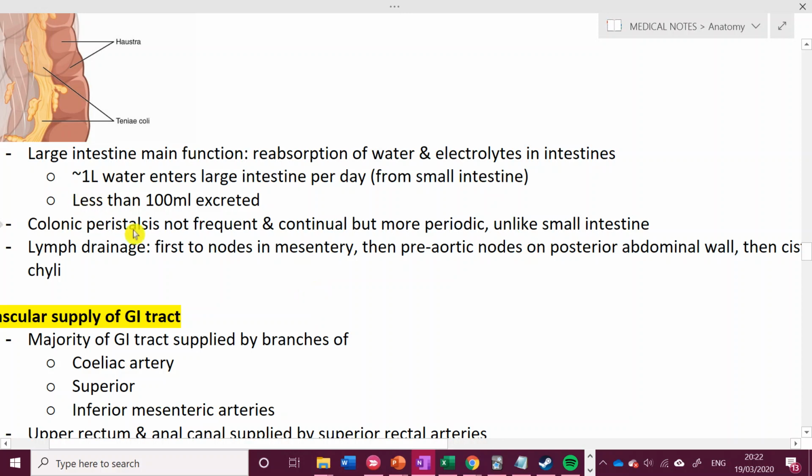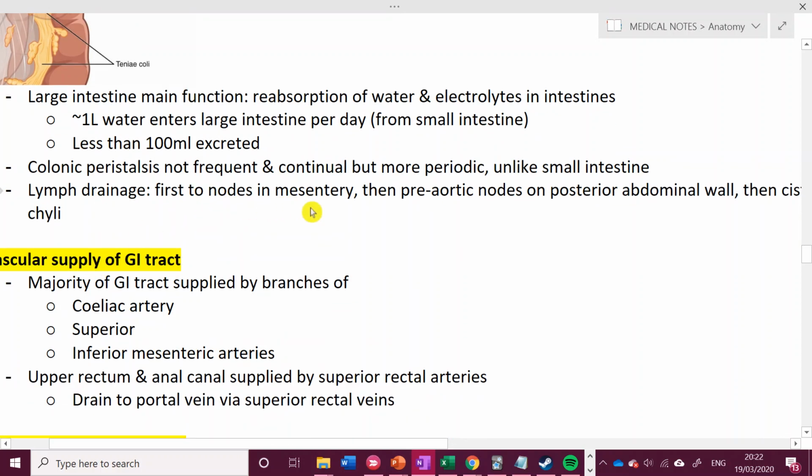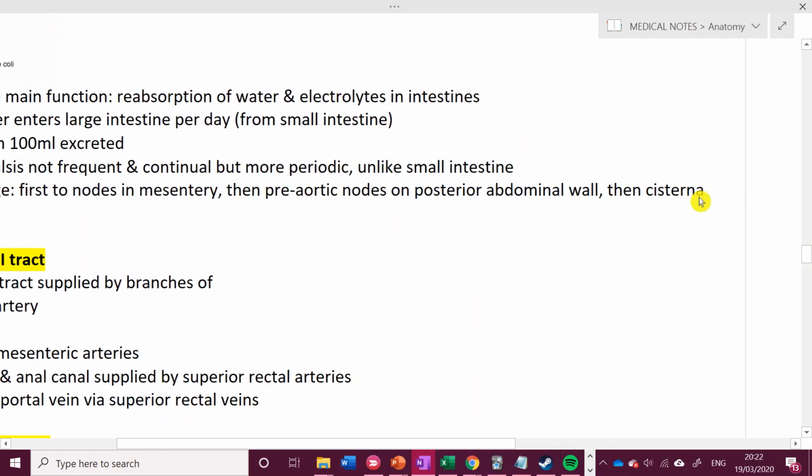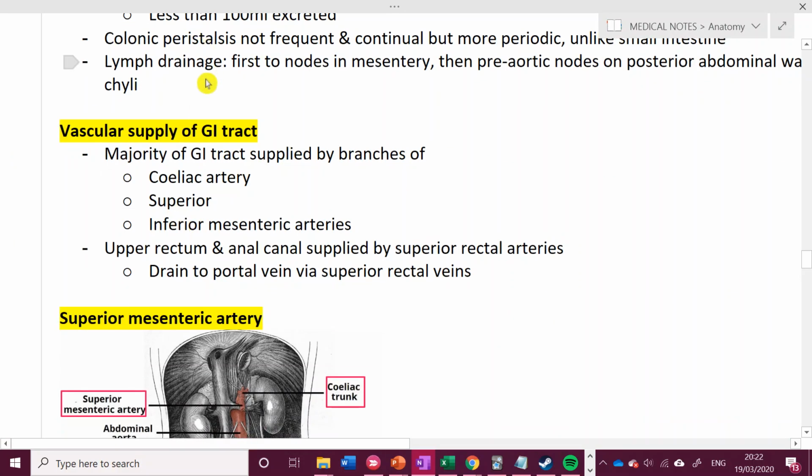So the peristalsis in the gut tube is all to do with the slow waves and action potentials, but basically on an anatomical level, in the colon they're not as frequent and not continual but more periodic, unlike in the small intestine where they are continual. The lymph drainage of the large intestine is first to the nodes in the mesentery, then the pre-aortic nodes on the posterior abdominal wall, and then the cisterna chyli. So it's much like the small intestine in lymph drainage.